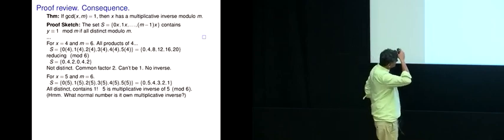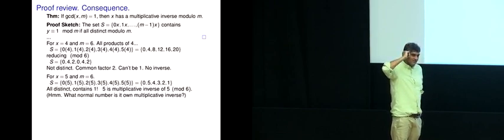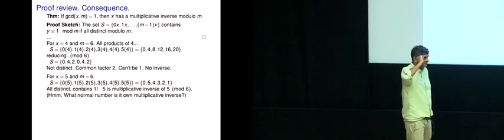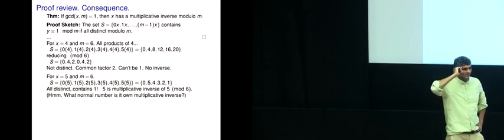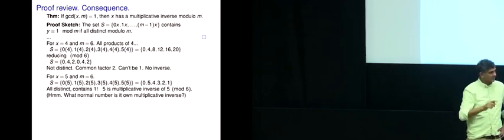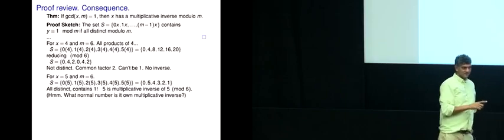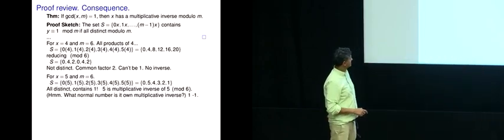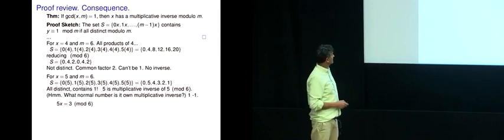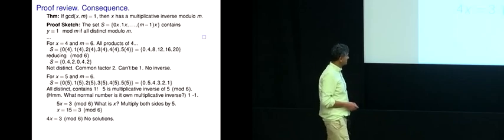What normal number is its own multiplicative inverse? Is there a number that's its own multiplicative inverse? 1. Yeah. Is there another number that's its own multiplicative inverse? What's negative 1 times negative 1? 1. Is 5 equivalent to negative 1 mod 6? It is. So this wasn't an accident, right? 1 and negative 1. Okay? So 5x is equal to 3. What is x? You multiply by 5. You get 15, and you check.